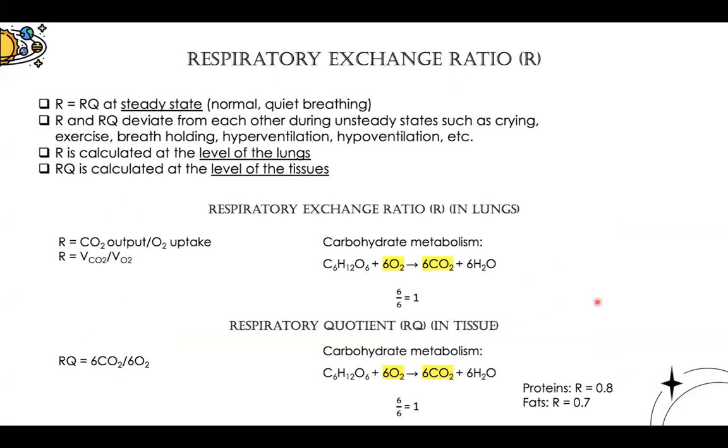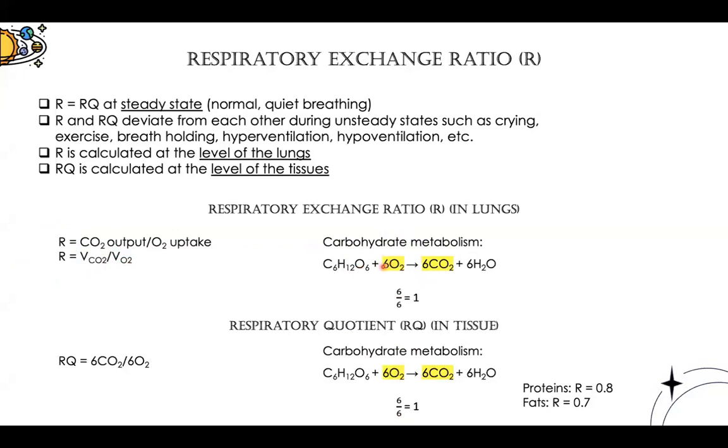Now we're going to talk about respiratory exchange ratio. Basically, respiratory exchange ratio takes place in the lungs, okay? It's a calculation of carbon dioxide output over oxygen uptake. You usually use volume to calculate this. Now, why did I put these two equations twice, right? Why did I do that?